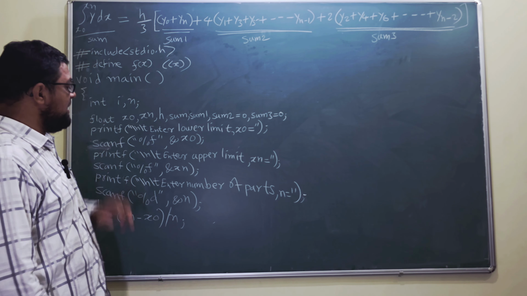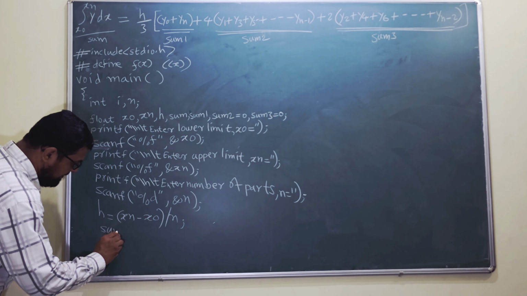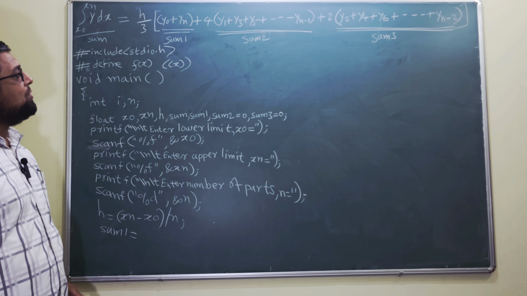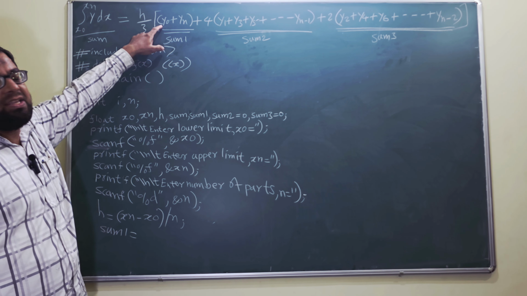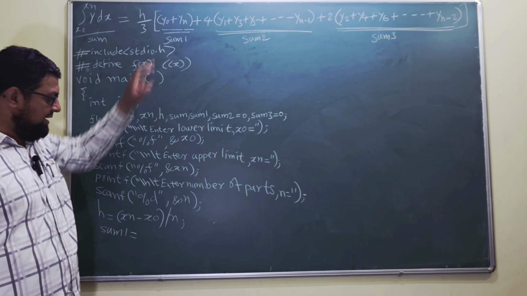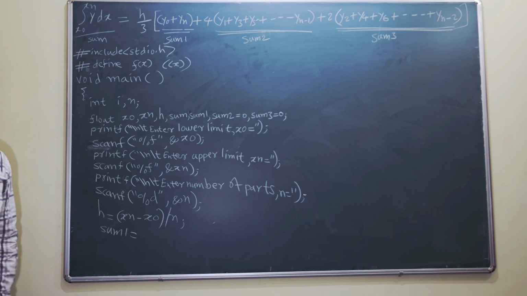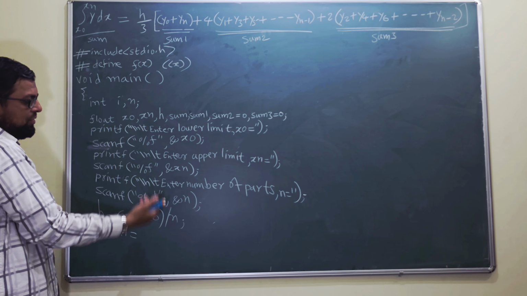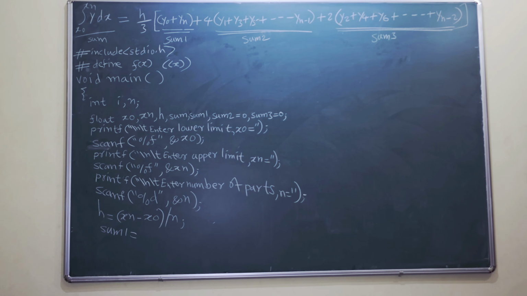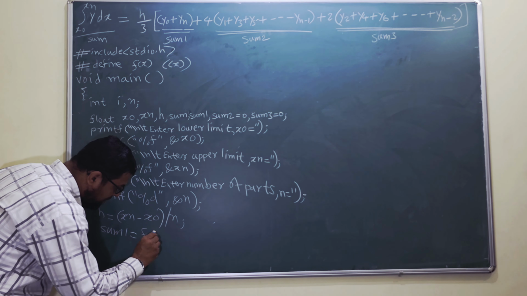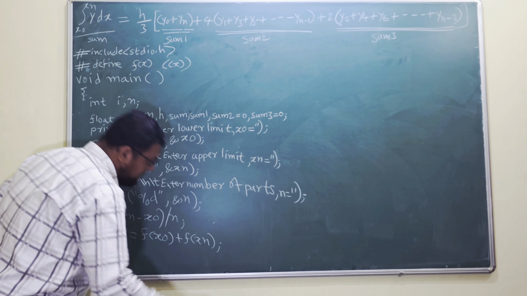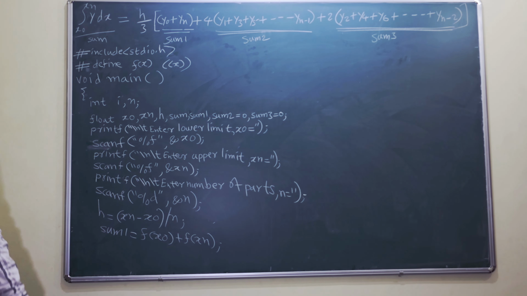Then we have to find out sum 1 now. First we will find out sum 1. So the formula for sum 1 here is what? y0 plus yn, but we know that y0 is nothing but f of x0, and yn is f of xn. So here we have to give this sum 1 as f of x0 plus f of xn. So whatever function is defined over here, that value it will take over there. Okay. So here we have f of x0 plus f of xn. Then we have to find out sum 2 and sum 3.